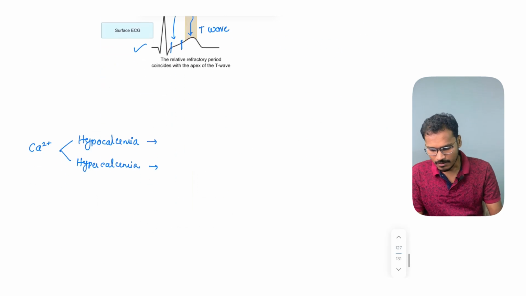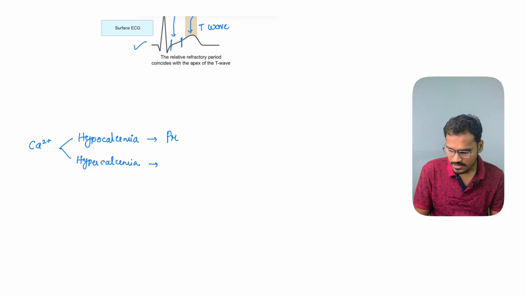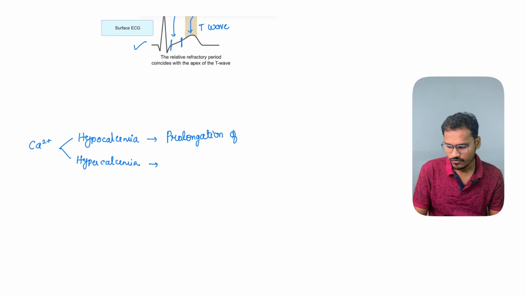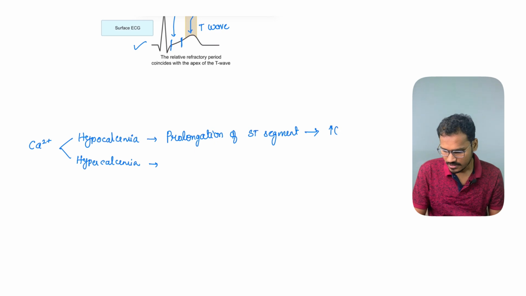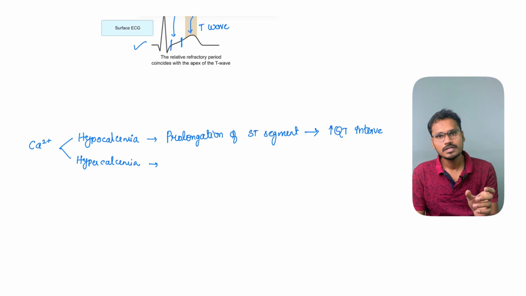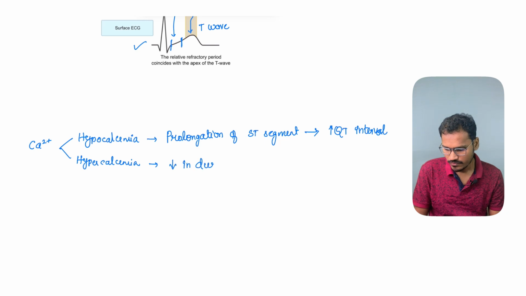Next, what will happen whenever there is hypocalcemia? Whenever there are hypocalcemic levels, there is prolongation or an increase of the ST segment. If the ST segment is increased, naturally the QT interval will also increase, because the QT interval comprises the QRS complex as well as the ST segment. So that's why the QT interval is going to be increased. Then in hypercalcemia, the reverse will happen. There is a decrease in the duration of the ST segment.